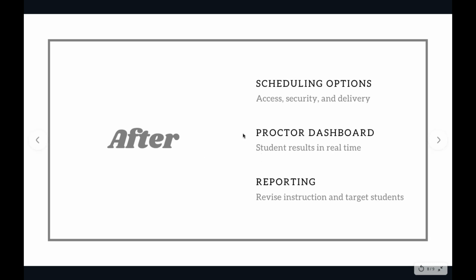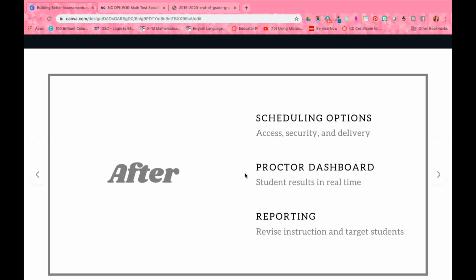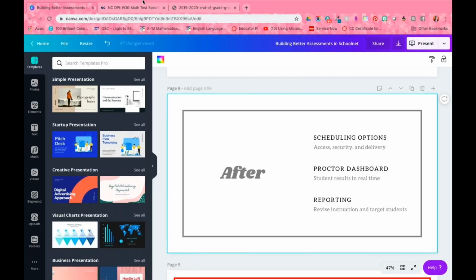All right, so after we preview the test, we're going to go into some of these scheduling options, and I'm going to show you some of the things that I really like in Schoolnet as far as addressing accessibility, security, and delivery features. And then I'm going to show you the Proctor dashboard, and we're going to look at some reporting.